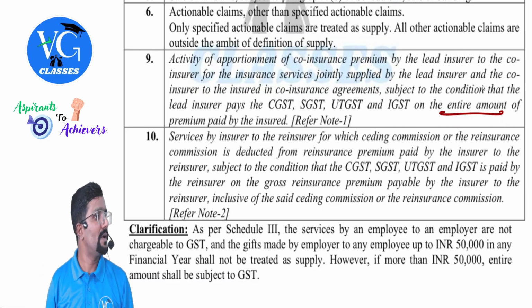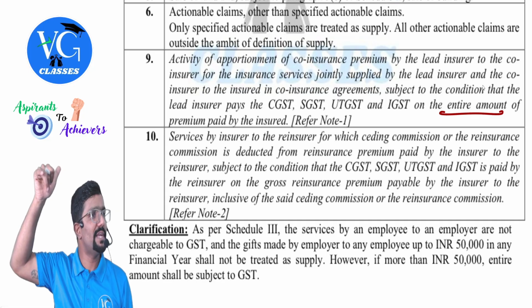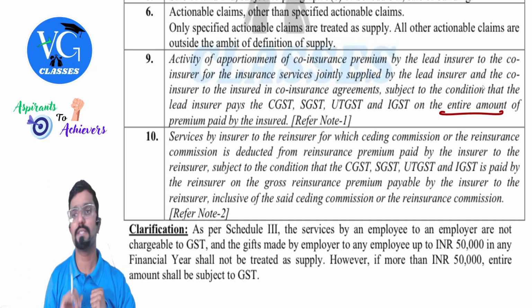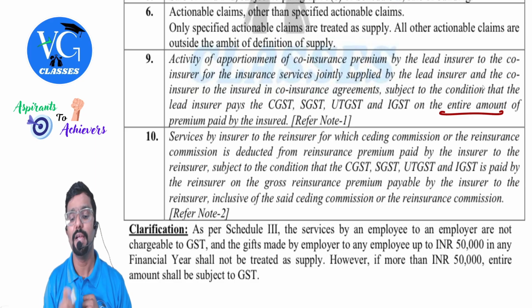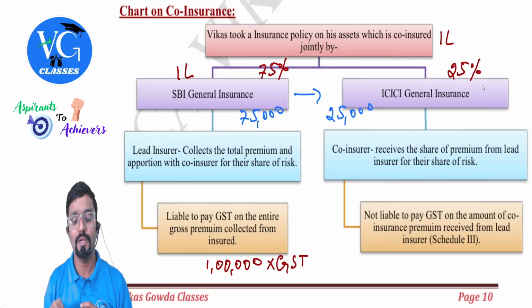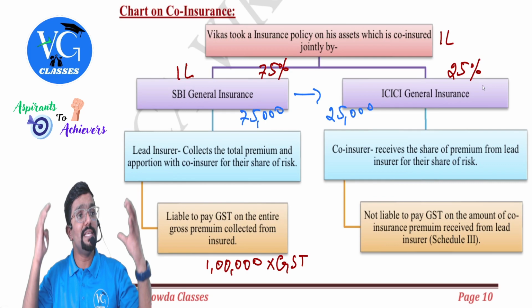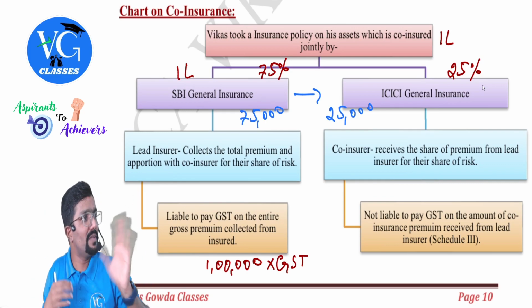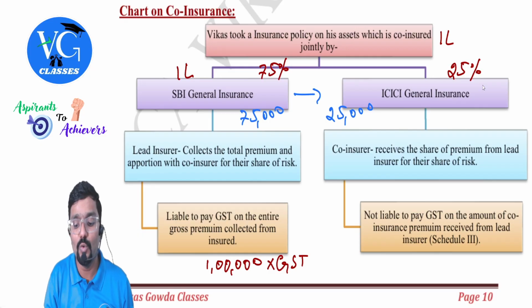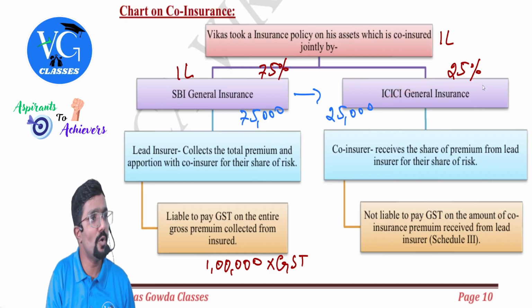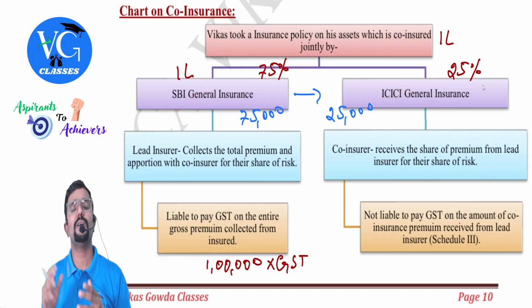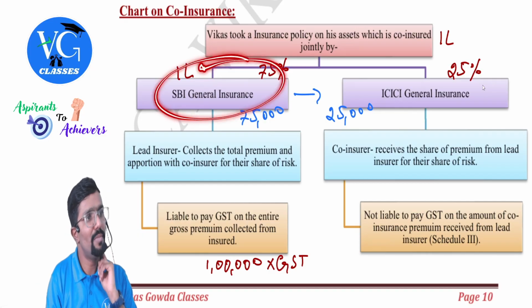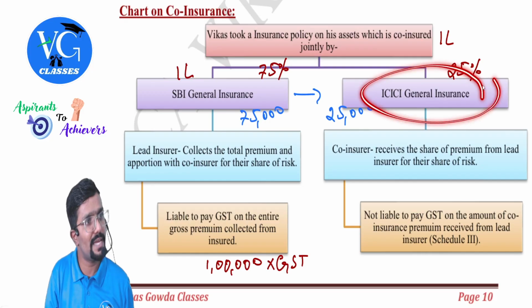Next, let us move to the 10th one. Understood the co-insurance, right? Yes. Next, we have something called reinsurance. Co-insurance is different. Reinsurance is different. Guys, in this example, what happened? Both SBI and ICICI jointly accepted the risk. Now, do I have contact with both of them? Yes. Do I know who is ICICI? Yes. Do I know who is SBI? Yes. But I will contact or talk to only one person. Who is it? SBI.